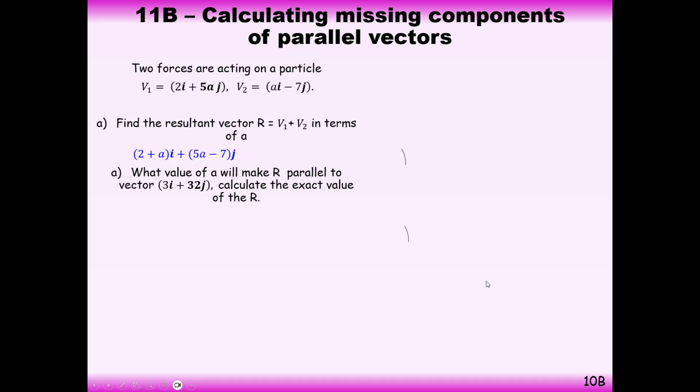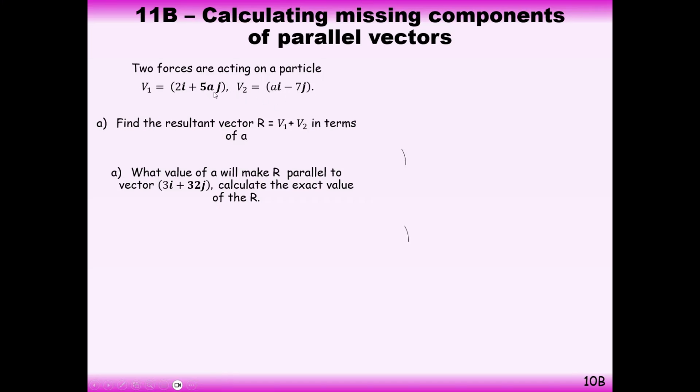Okay, so let's understand this question here. I think this is one of the last examples I have for you, so it's worth noting this down and working through it slowly. We've got two vectors. Vector u is 2i plus 5aj, where a is a constant here, and vector v is ai minus 7j.